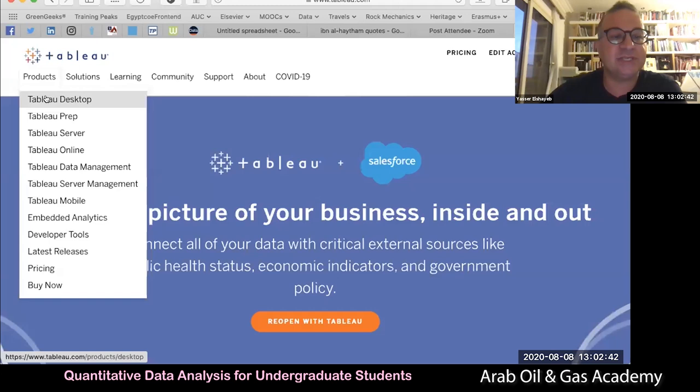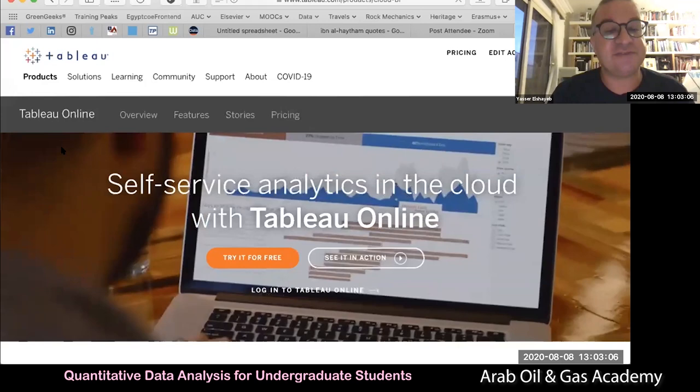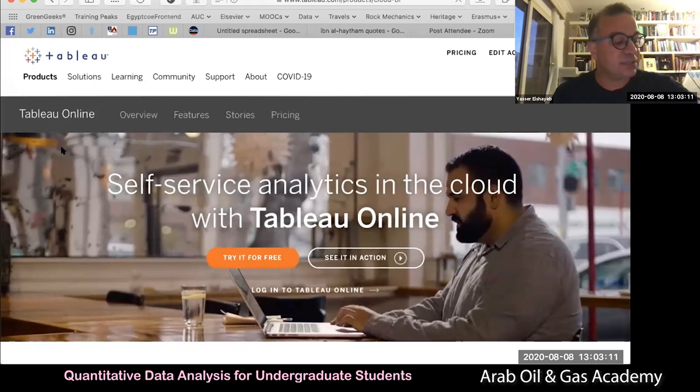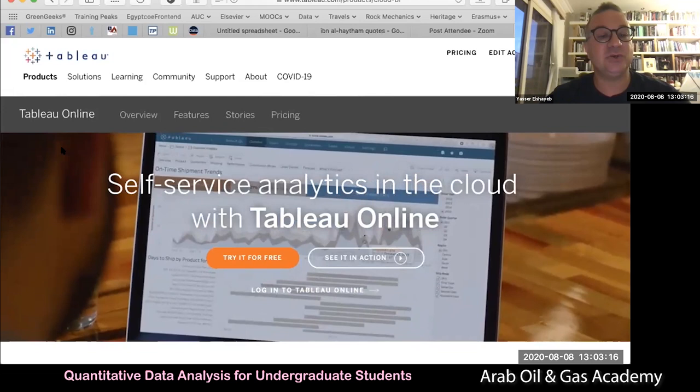You have to go through a registration process, and they will ask you for the email and verify it, and then you can get the software for free. It's a very, very powerful tool. For those who cannot, there is another solution called Tableau Online. It's the same software, and it's free of charge as well. You just have to register for it, and you can use it as much as you want. The only limitation is that you cannot save your files locally.